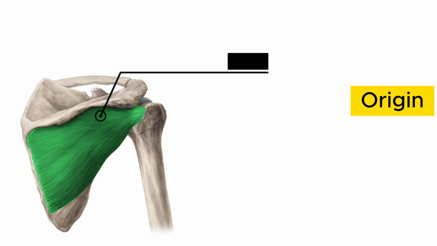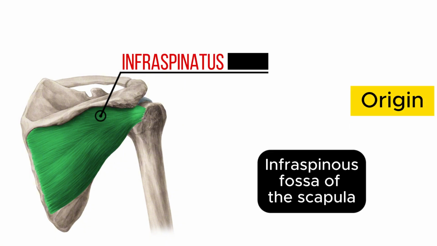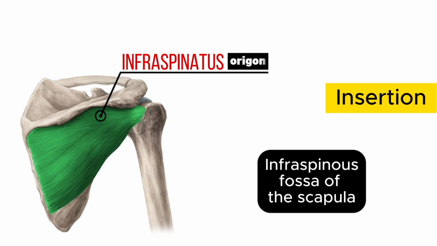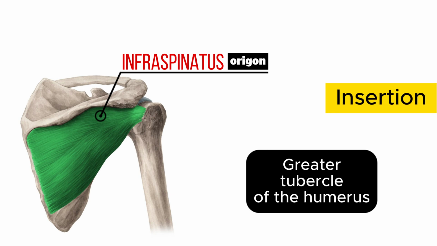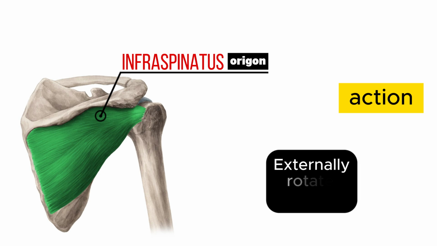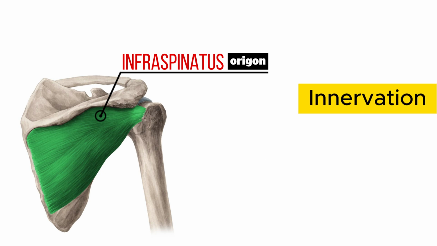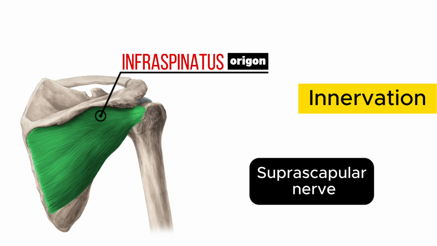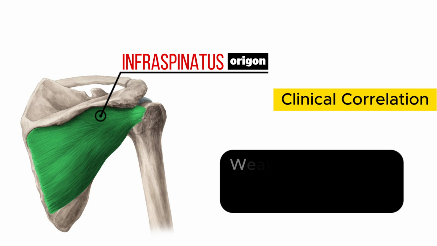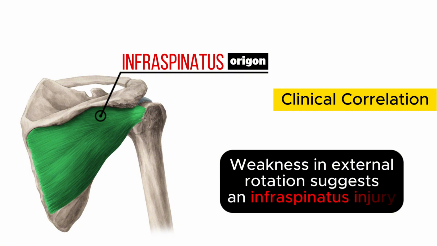Infraspinatus. Origin: infraspinous fossa of the scapula. Insertion: greater tubercle of the humerus. Action: externally rotates the arm. Innervation: suprascapular nerve. Clinical correlation: weakness in external rotation suggests an infraspinatus injury.